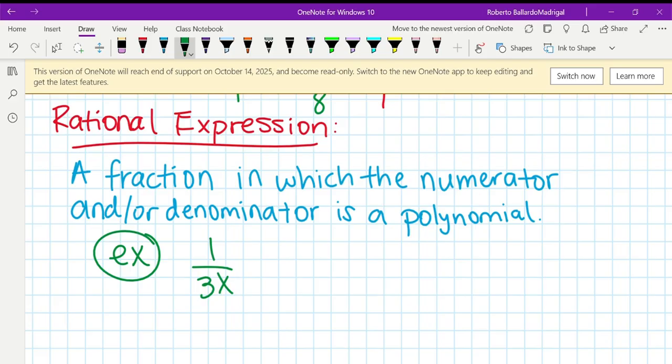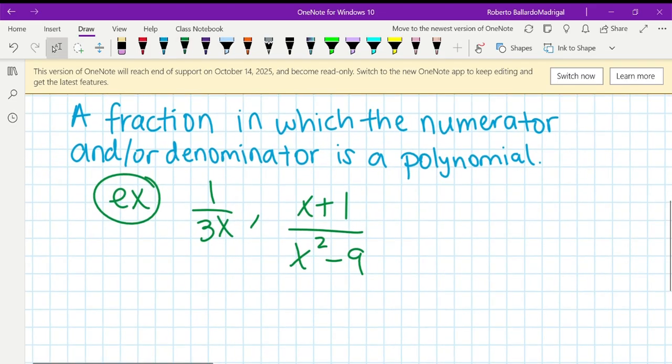Now, last year we saw more difficult rational expressions, something like x plus 1 over x squared minus 9. This is also an example of a rational expression because we have a polynomial on top and a polynomial underneath, right? We see variables in the numerator and we see variables in the denominator.